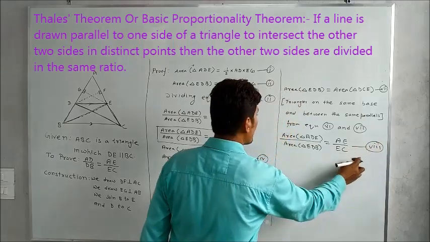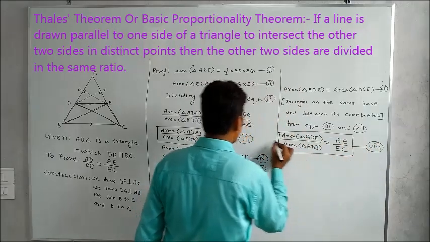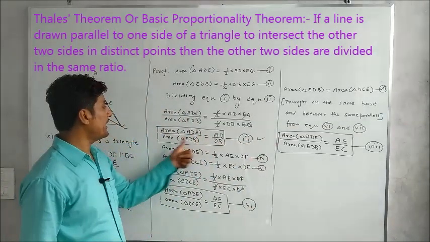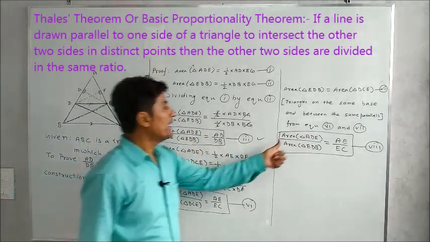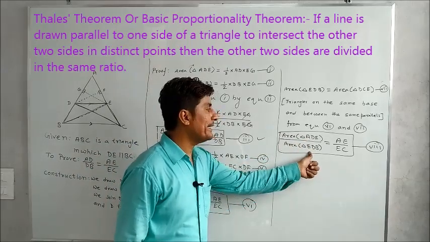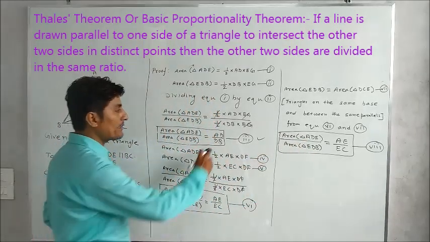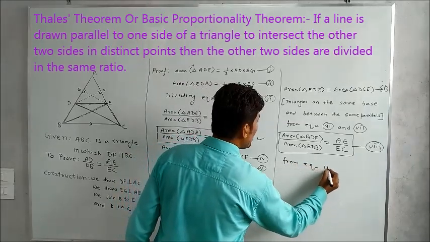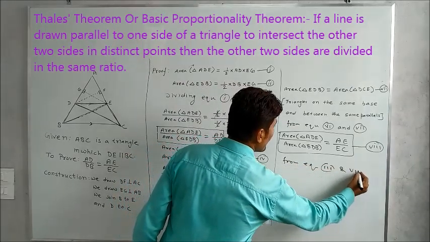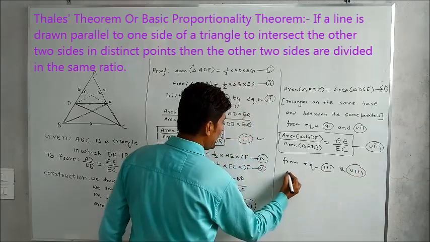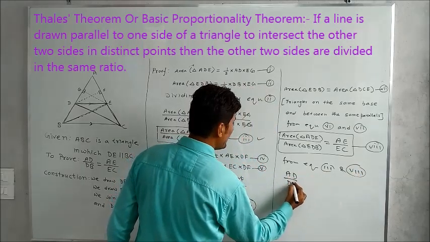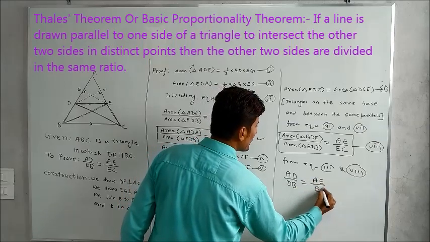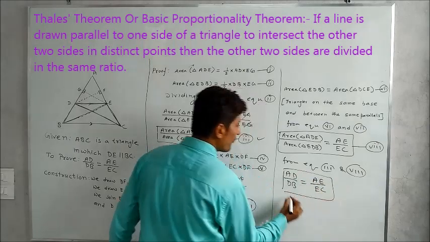Now compare equation number 8 with equation number 3. LHS are equal: area of triangle ADE upon area of triangle EDB. Since LHS are equal, hence RHS will also be equal. From equation 3 and 8, we can say that AD upon DB is equal to AE upon EC. So this is proved.